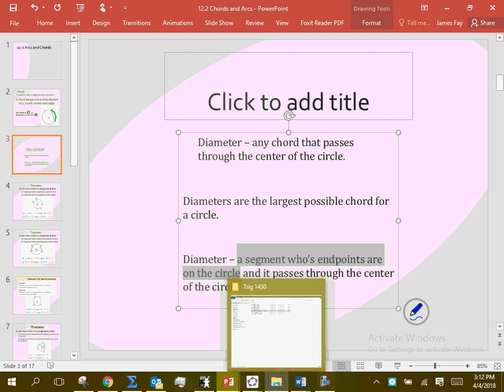Your diameter is the largest chord for your circle. You cannot have a chord that is bigger than your diameter. How many diameters does a circle have? It has an infinite number. Well, what's the relationship between all of those infinite diameters? They're all the same length.